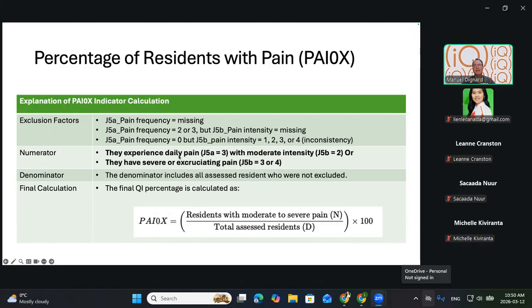So if they experience daily pain with a moderate intensity, that will make you part of the numerator, or you have severe or excruciating pain. If your pain is severe or excruciating, they're not looking at the frequency. You're automatically part of that quality indicator.